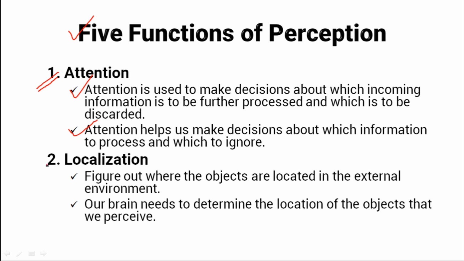Okay, so the second step in perception is to figure out where the objects are located in the external environment. This means our brain needs to determine the location of the objects that we perceive. For example, if you see a book on a table, your brain needs to figure out where the table is located in the room and where the book is located on the table. This helps us to interact with the world around us and make sense of the information we are receiving.